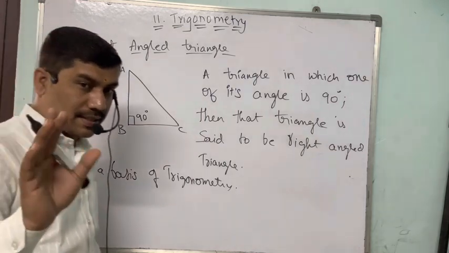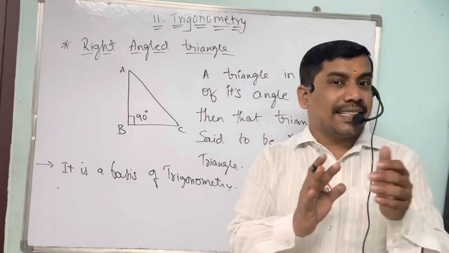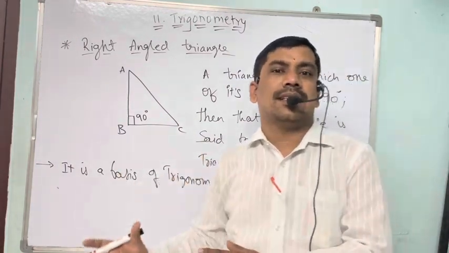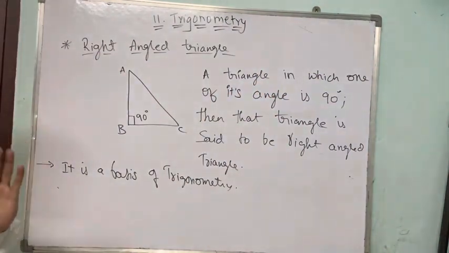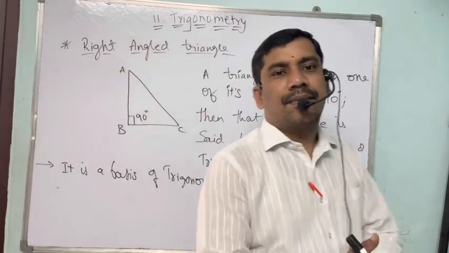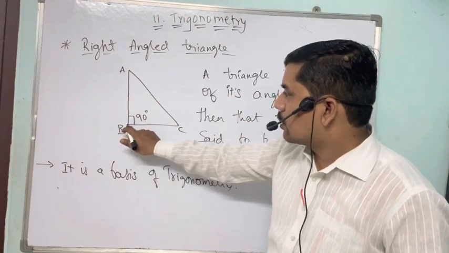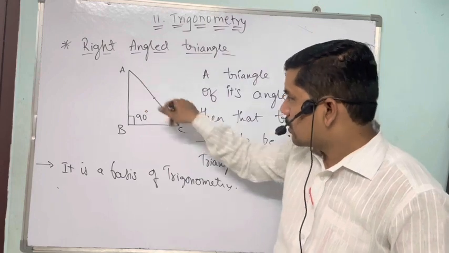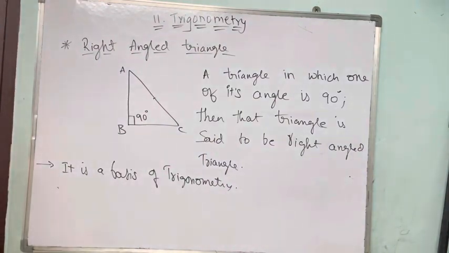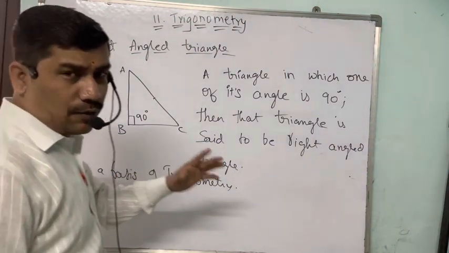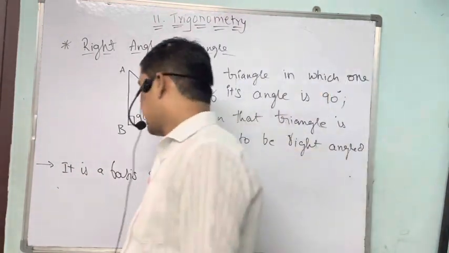Getting? Remember, recollect once again. The side which is opposite to the 90-degree angle is known as the hypotenuse. Right? Getting the idea? So the side which is opposite to 90 degrees. See, this is the 90-degree angle. Who is opposite to this? This is the opposite side. So AC is the hypotenuse. The longest side is also called the hypotenuse, or else one more way of defining is the side which is opposite to 90 degrees is known as the hypotenuse.